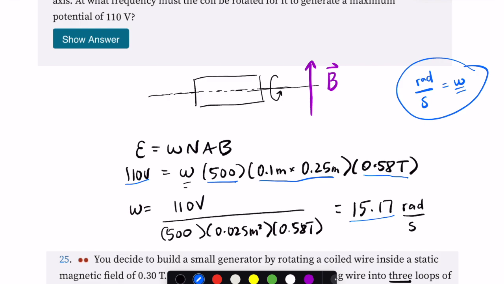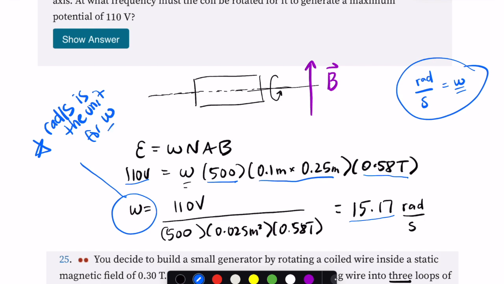15 radians per second. So the units of omega, this is very important. We're not talking about degrees anymore. Radians per second is the unit for omega. It's not degrees per second. It's radians per second.